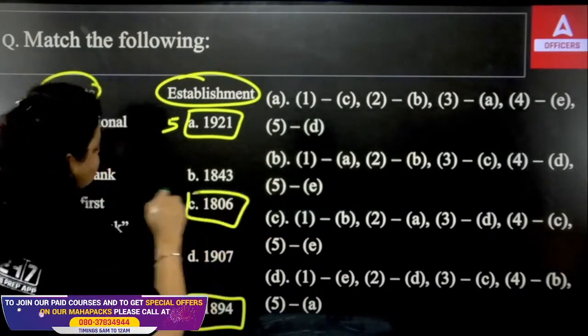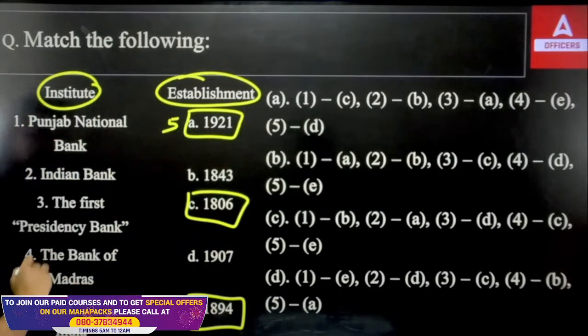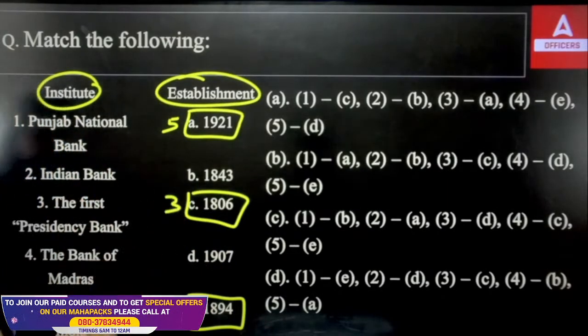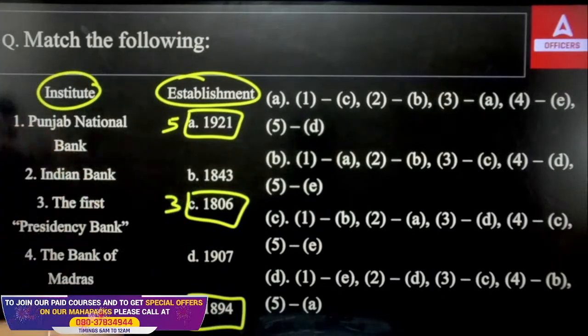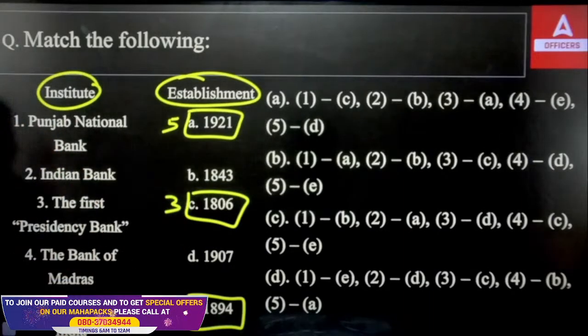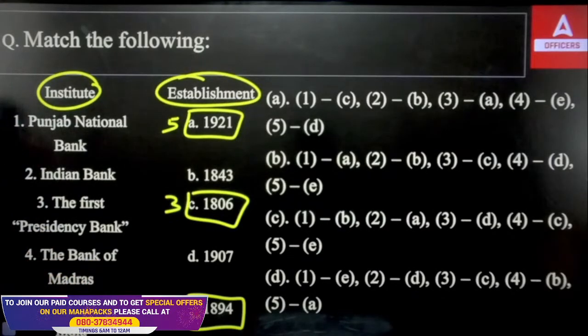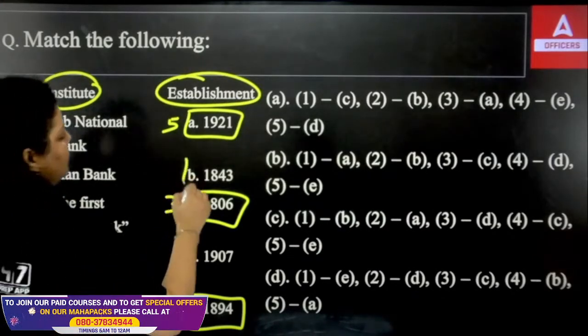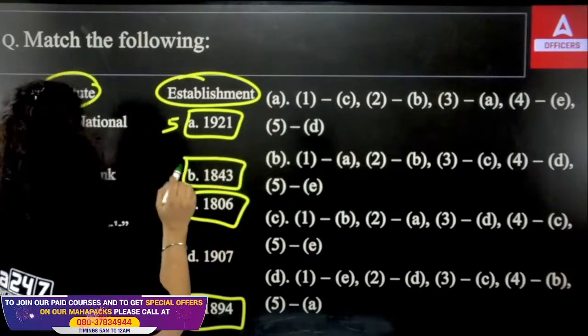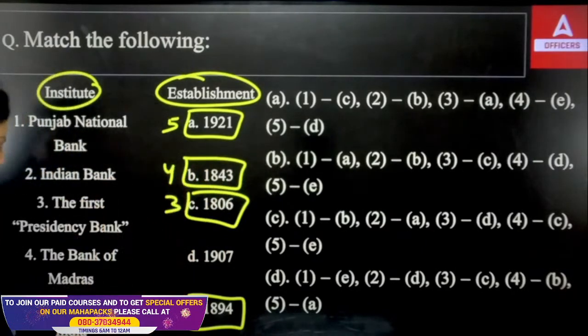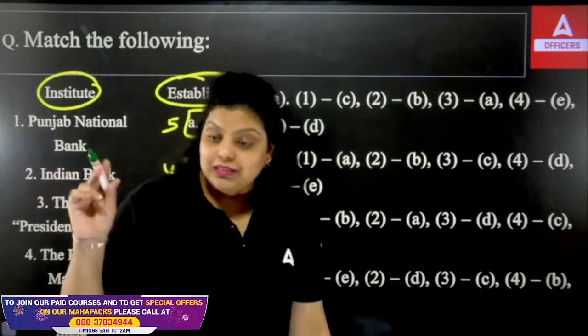So it was actually established in 1806, Bank of Calcutta. So this is third. Now, I do not know the establishment of Indian Bank. I really do not know the establishment of Indian Bank, but I know the establishment of Bank of Madras. It was established in 1843. That's the fourth. So the one more Presidency Bank was there.